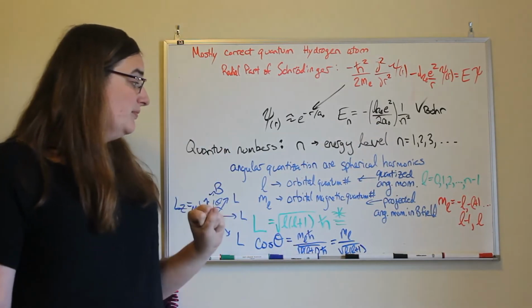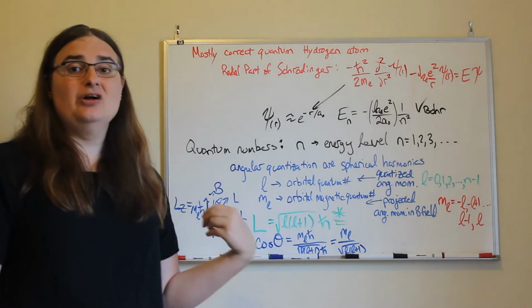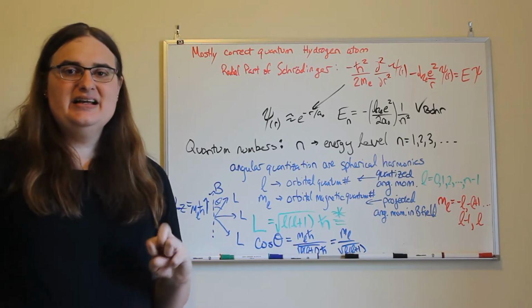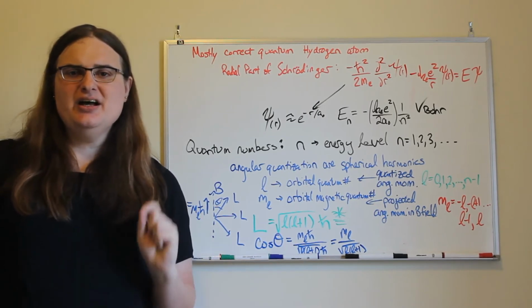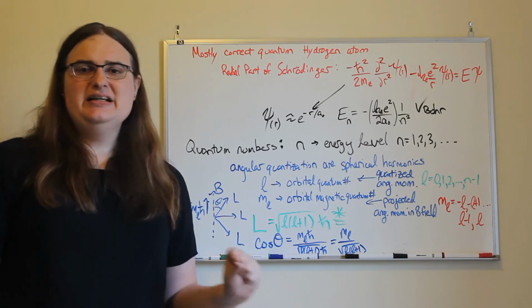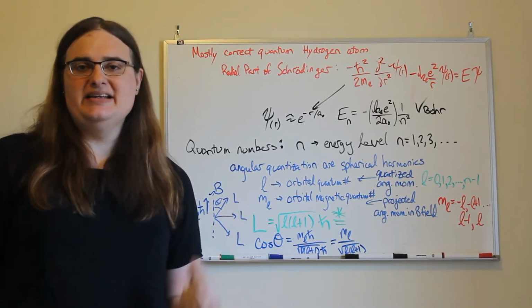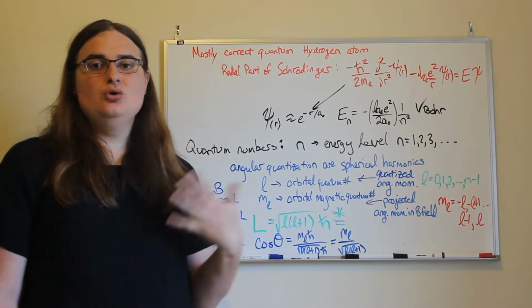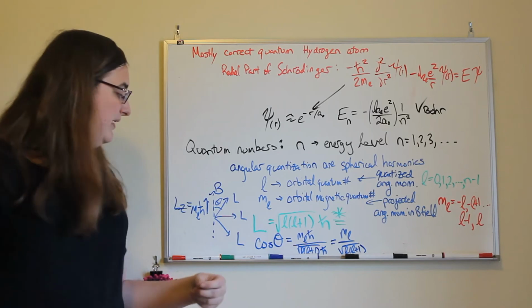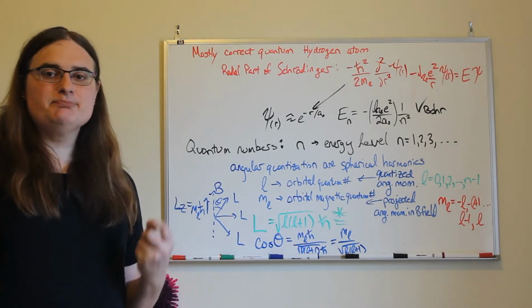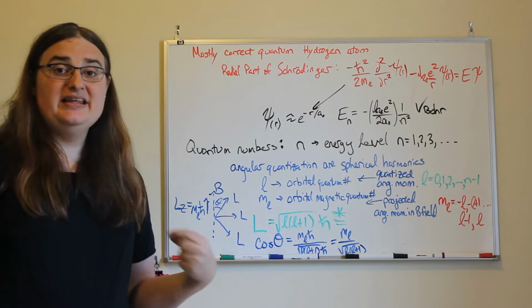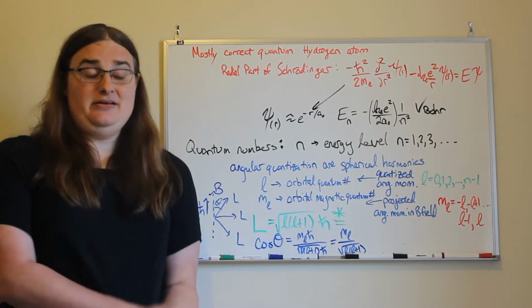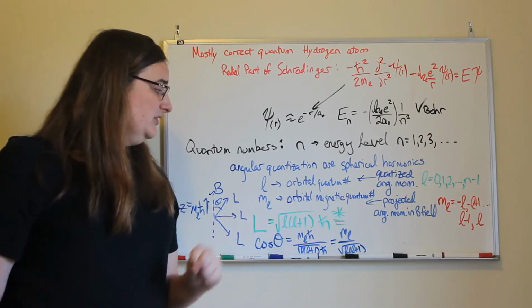Now the last quantum number is called the orbital magnetic quantum number, and what it does is it quantizes the projection of angular momentum along the axis of the magnetic field, because when you apply a magnetic field to a quantum electron orbit, the angular momentum ends up precessing around the axis of the magnetic field.